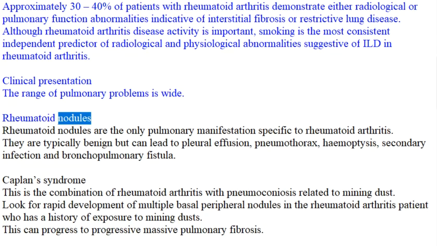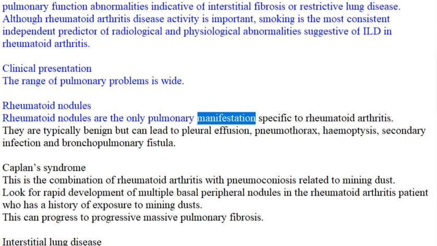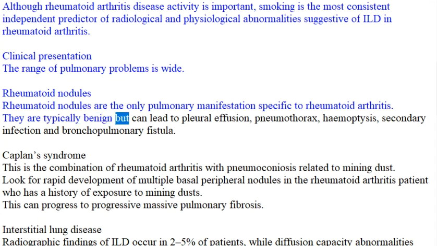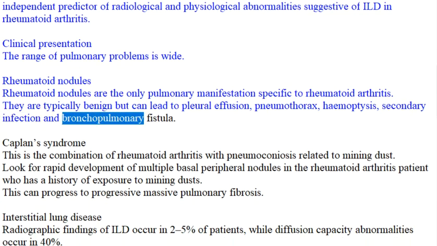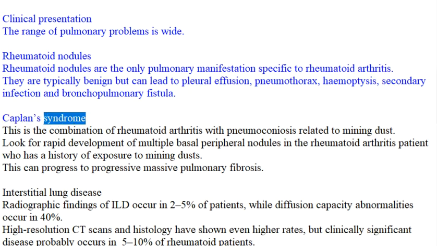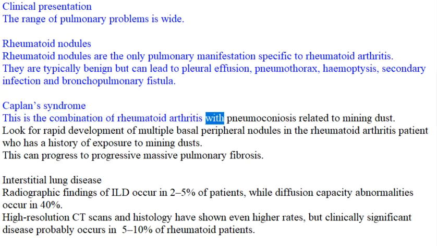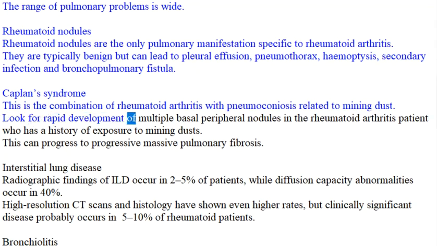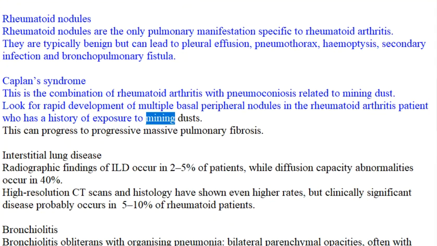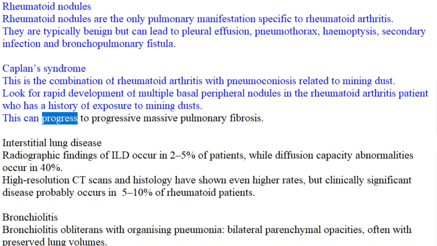Rheumatoid nodules. Rheumatoid nodules are the only pulmonary manifestation specific to rheumatoid arthritis. They are typically benign but can lead to pleural effusion, pneumothorax, hemoptysis, secondary infection, and bronchopulmonary fistula. Kaplan's syndrome. This is the combination of rheumatoid arthritis with pneumoconiosis related to mining dust. Look for rapid development of multiple basal peripheral nodules in the rheumatoid arthritis patient who has a history of exposure to mining dusts. This can progress to progressive massive pulmonary fibrosis.